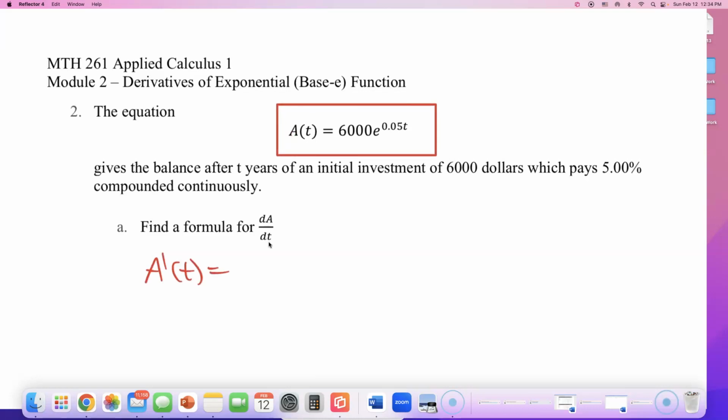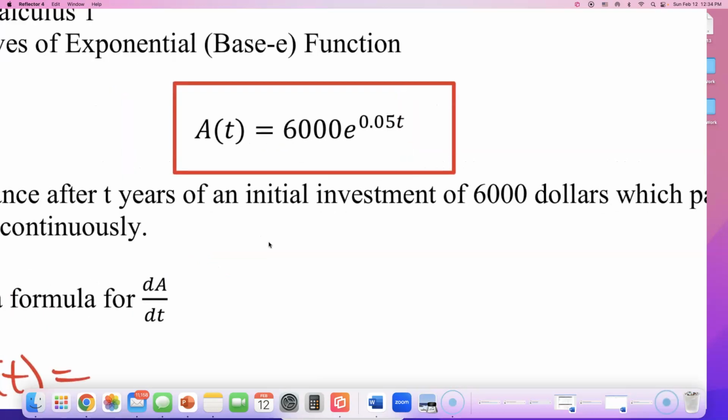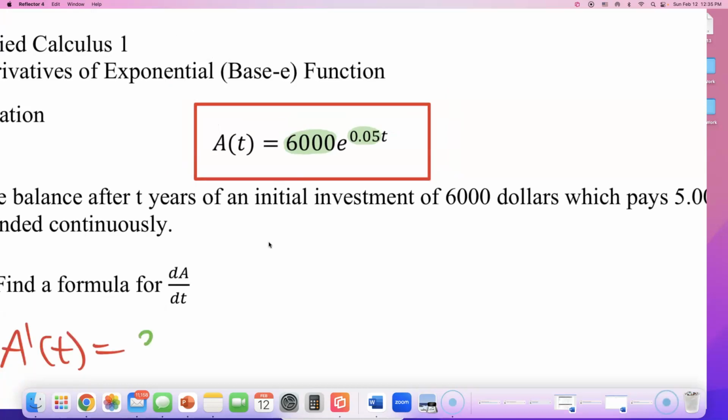We have to use the chain rule, right? When you use the chain rule, that exponent of 0.05t will give you 0.05, right? So the constant of 0.05, you need to multiply this by the 6,000 when it comes down. So get your calculator and do 6,000 times 0.05. When you multiply them, you will get 300. So 300 is the new coefficient you need for this exponential term.